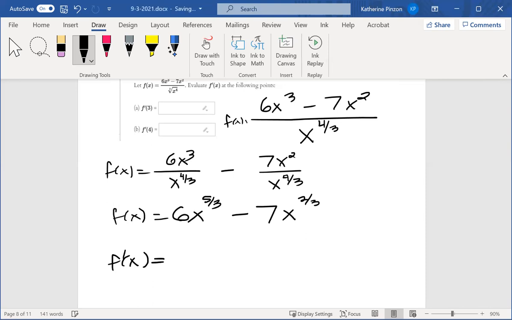F prime of x. Bring the power in front. So 6 times 5/3 is 30 over 3. And then subtract 1 from the power. 5/3 minus 1 is 2/3. Minus. Bring the exponent in front. 7 times 2/3 is 14/3. 2/3 minus 1 is negative 1/3.